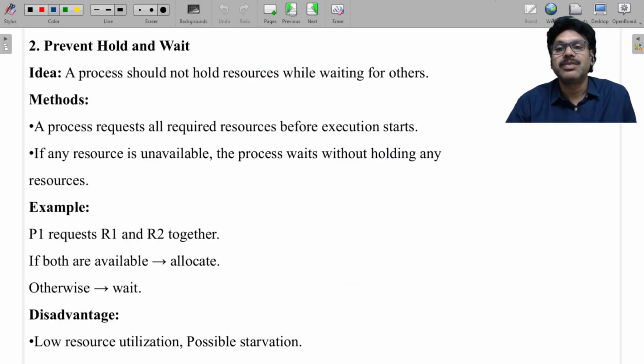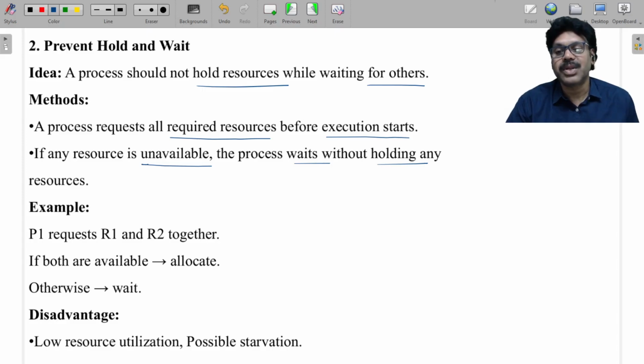That is the meaning of prevention of hold and wait. A process should not hold resources while waiting for others. A process requests all required resources before execution starts. If any resource is unavailable, the process waits without holding any resources. In such a case, there is low resource utilization and the possible concept of starvation.